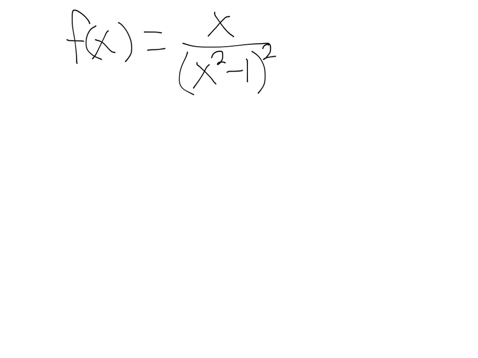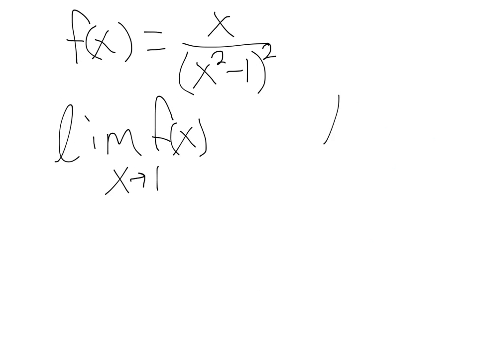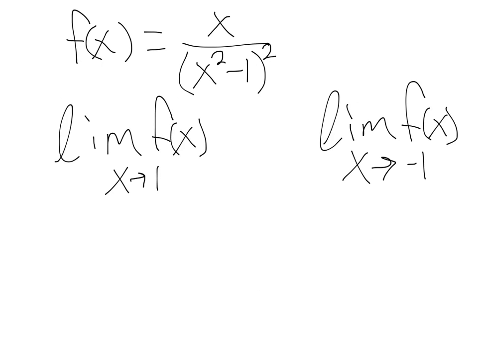Let's say we have a function f of x is equal to x over x squared minus 1, and that quantity is squared. So if we want to look at the limit of f of x as x approaches 1, and let's look at the limit of f of x as x approaches negative 1. Now both of these we can't put in, and that gives us a 0 in the bottom. However, we can still evaluate this limit and find it by looking at the graph first.